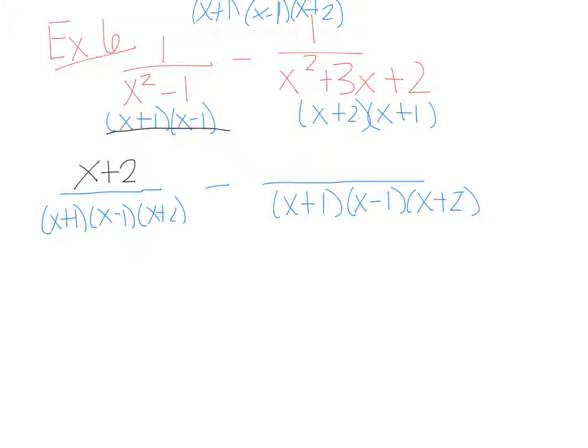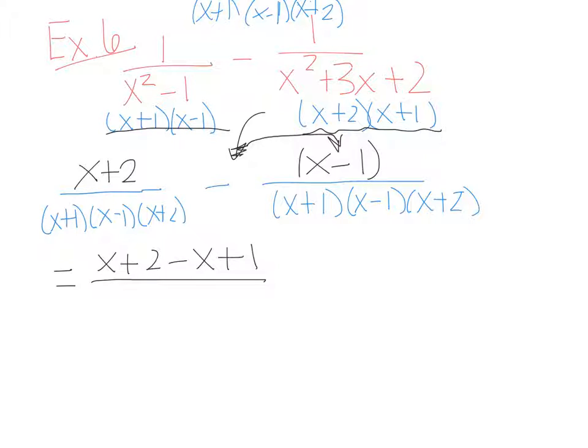Now in the second fraction, I'm looking at x plus 2 and x plus 1. They're on the bottom, so that only leaves me x minus 1 up top. Now, I'm going to combine this, but I need you to look really carefully at this sign right here. I'm subtracting this whole numerator. So whenever I subtract the whole numerator and it's a binomial, what property am I going to need to use? That's right, distributive property. So in my numerator, I have x plus 2 minus x plus 1 over x plus 1 times x minus 1 times x plus 2.